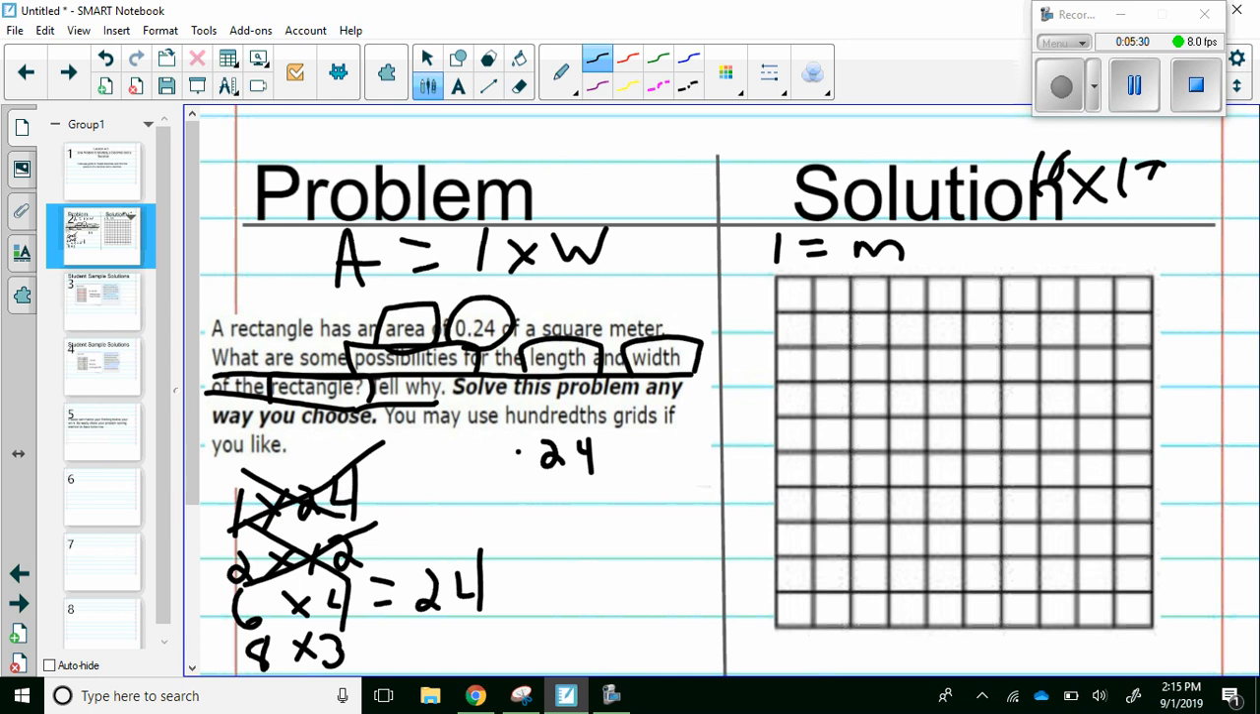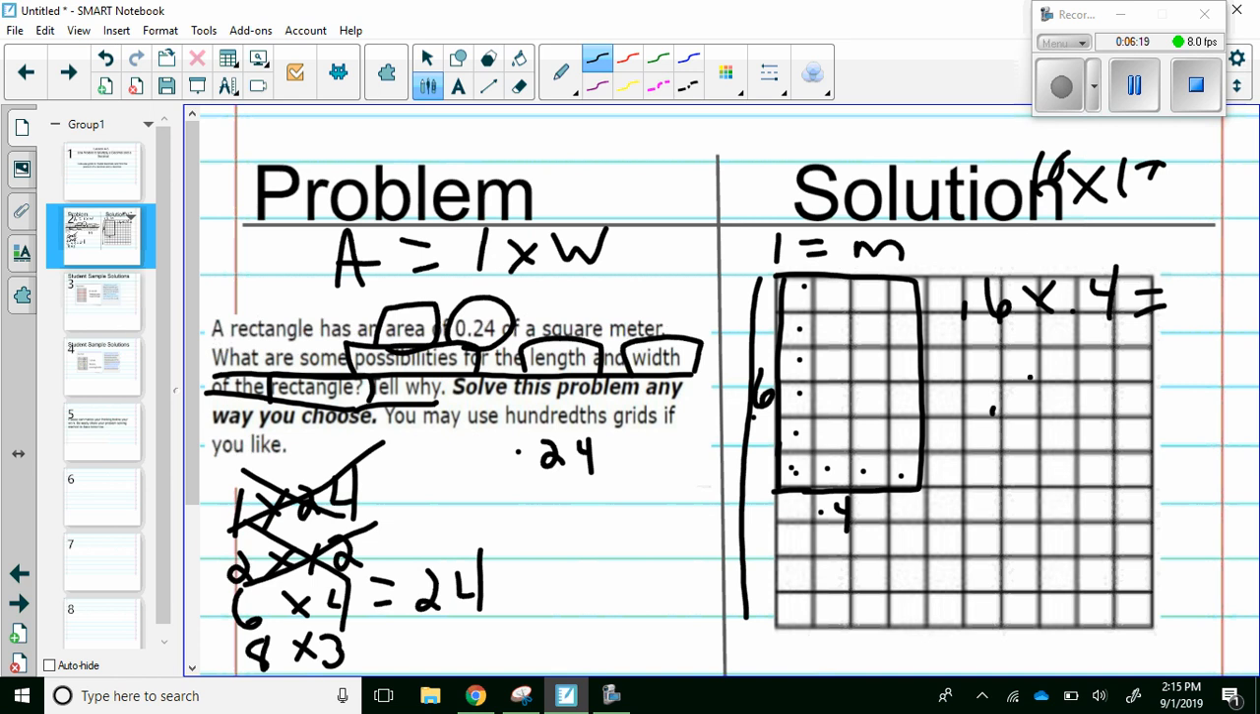To try this, I'm going to start by marking 6 squares, and I have my column of tenths right here. So I'm going to mark 6 squares, making that 6/10. 1, 2, 3, 4, 5, 6. This is 6/10. And then I want to go over 4, 1, 2, 3, 4, 4/10 out of this row to create my area. So now I have 6/10 times 4/10.